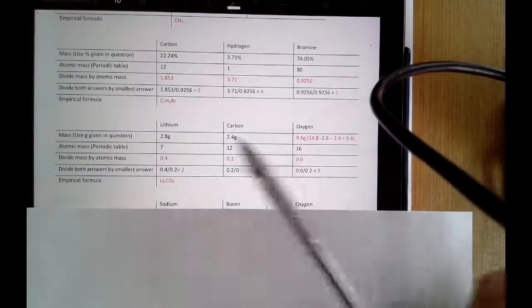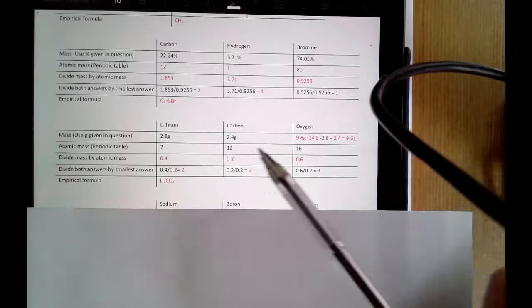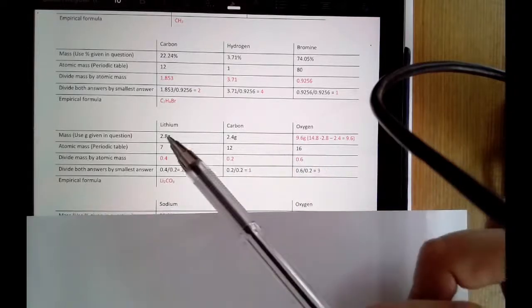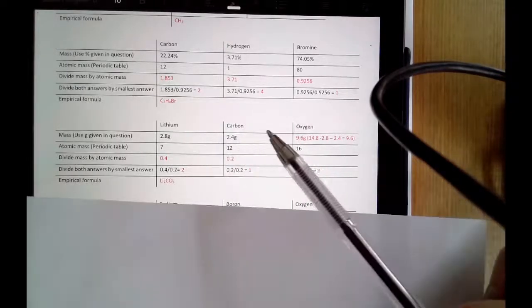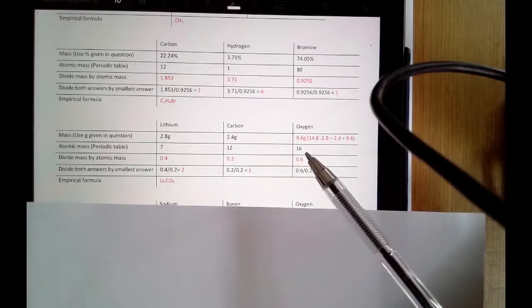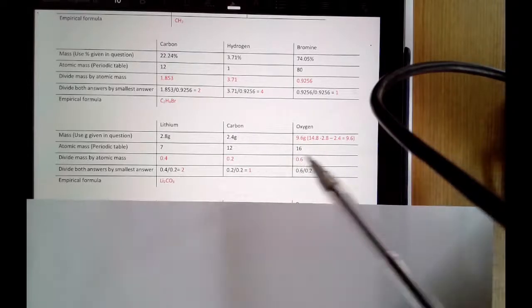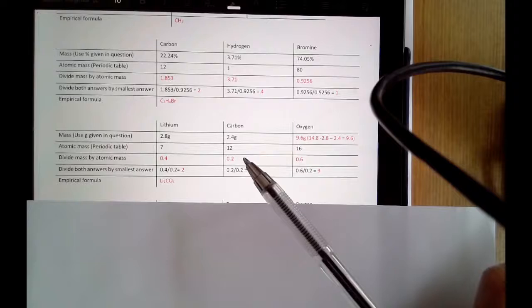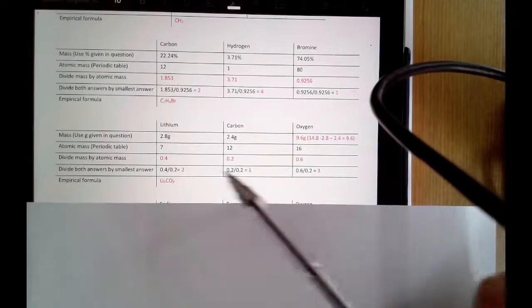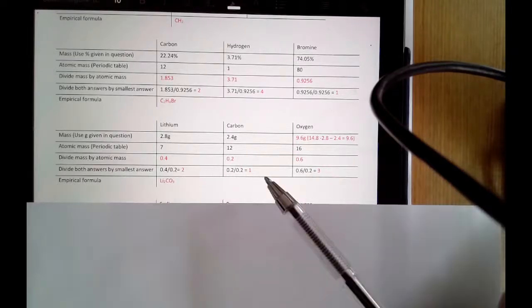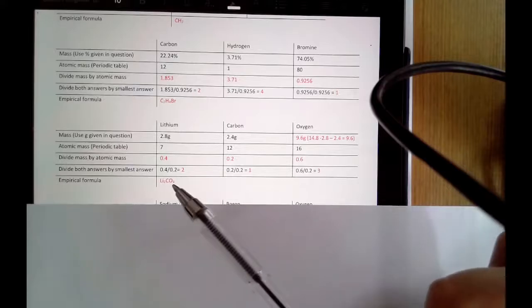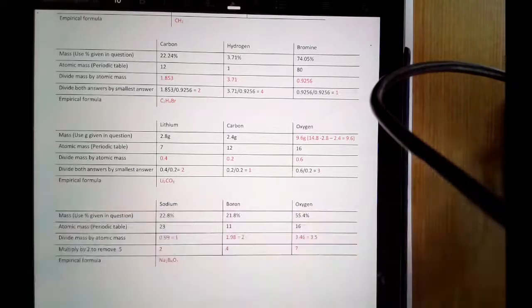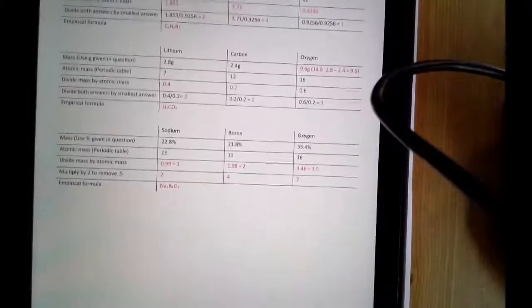So once you know that, you can put all of those numbers into the top row. Second row, again, the numbers from the periodic table, and then I divide 2.8 divided by 7, 2.4 divided by 12, 9.6 divided by 16. These are the 3 numbers I get. 0.2 is the smallest of the 3. I divide everything by 0.2. 2 is to 1 is to 3. Li2CO3.